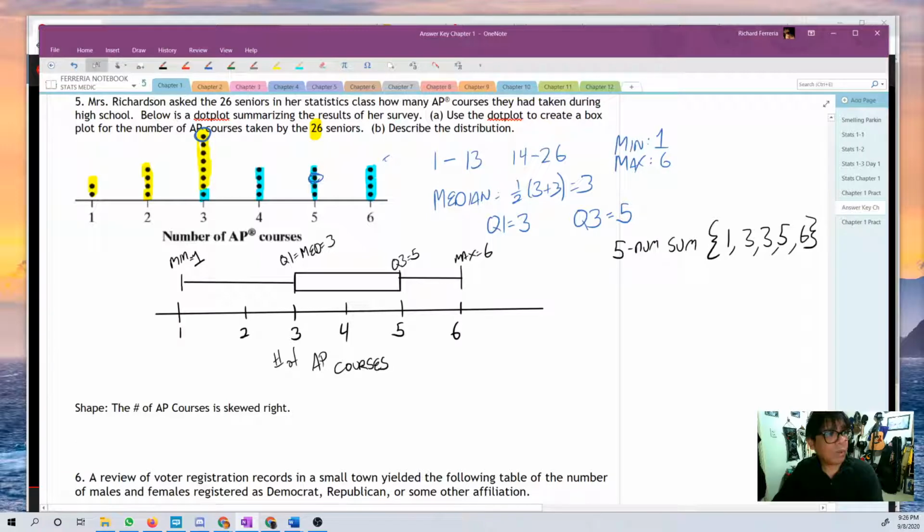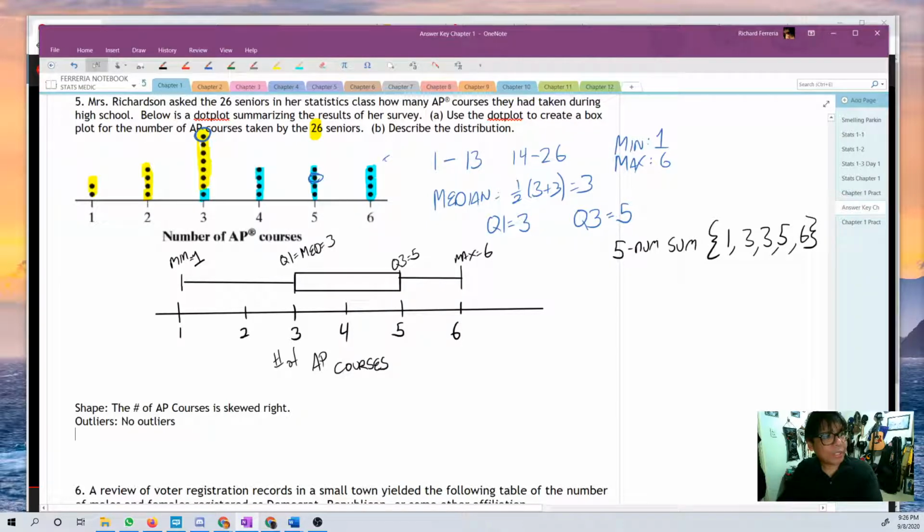How about, what can we say about outliers? Well, it's a very small, narrow range for the data, just from 1 through 6. So I would say there are no outliers. Okay.